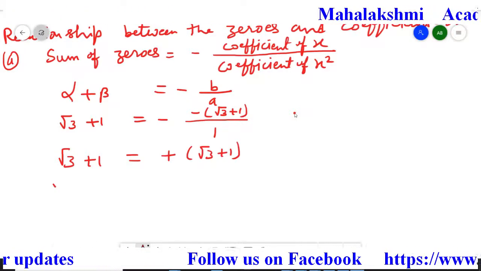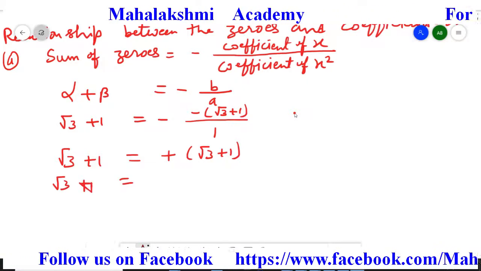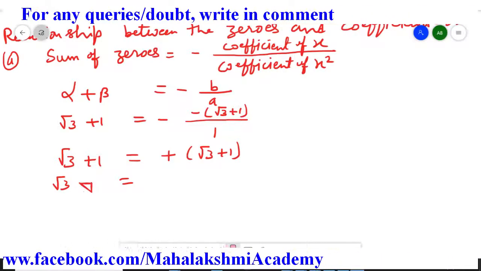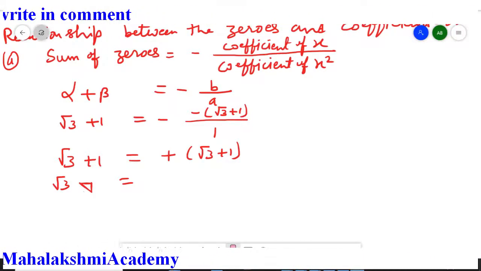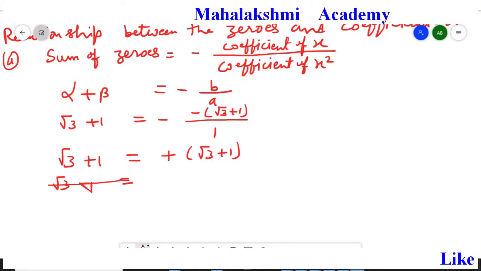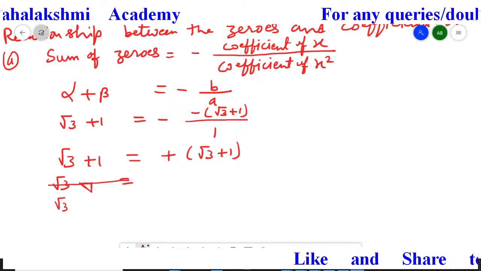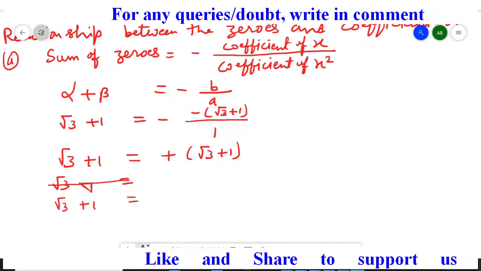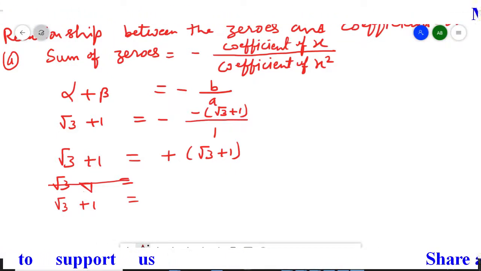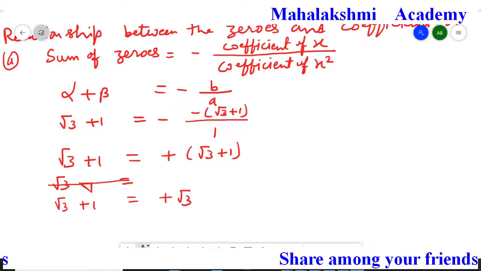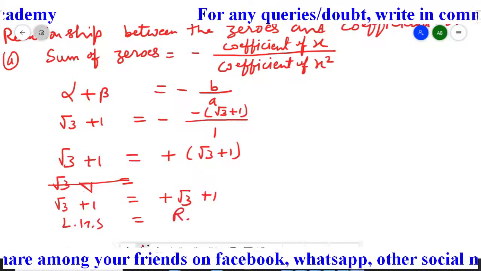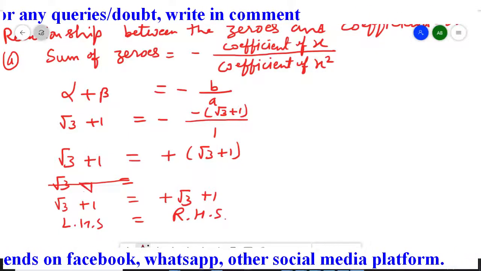Now when you will open the bracket, you will get, so students, this line got wrong, we will change it. So it's going to be root 3 plus 1 as it is, and then when we will open the bracket, because it's plus, so sign will not change. Plus plus is going to be plus root 3 and plus into plus is plus 1. So we obtained left hand side is equal to right hand side. So this relationship is verified.